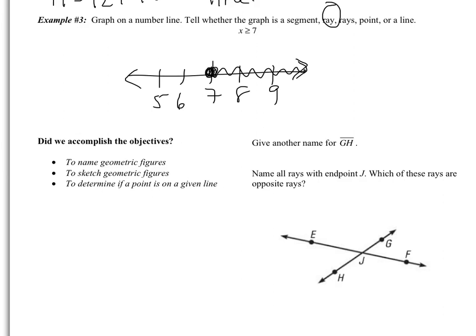Okay, so these are all the examples that we are going to do together. If you look, you have one more problem. It says, did we accomplish the objectives? We named geometric figures. Yep, we did that in example 1. We sketched. That was kind of example 3. And then we determined if a point is on a line. That was example 2. This last example, you are going to do on your own. When you come to class tomorrow, I'm going to check to see that you have this problem completed. Thank you.